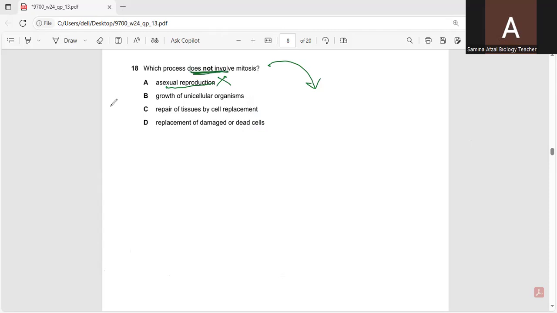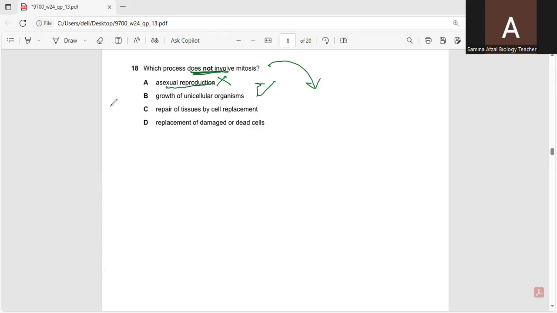So, growth of unicellular organisms. Unicellular organisms grow by increasing their cell size and dividing by binary fission, which occurs in prokaryotes, to produce more cells, thus increasing the population biomass. So it does not involve mitosis. So according to this, the statement is correct.